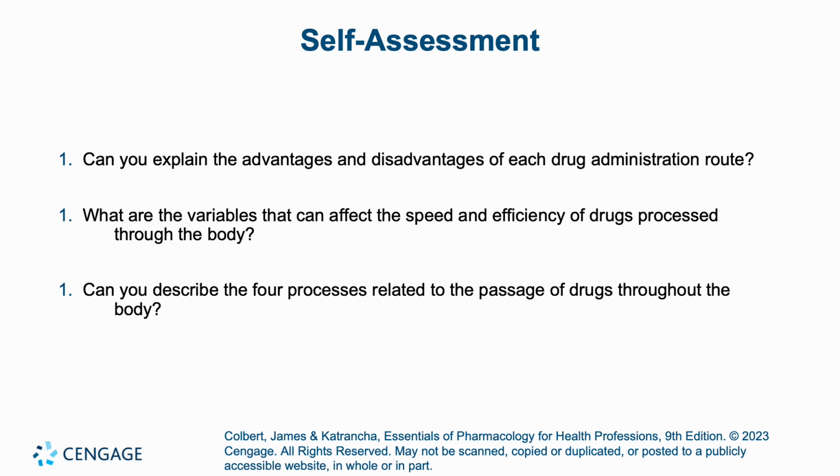Your self-assessment for this chapter: can you explain the advantages and disadvantages of each drug administration route? What are the variables that can affect the speed and efficiency of drugs processed through the body? And can you describe the 4 processes related to the passage of drugs throughout the body?